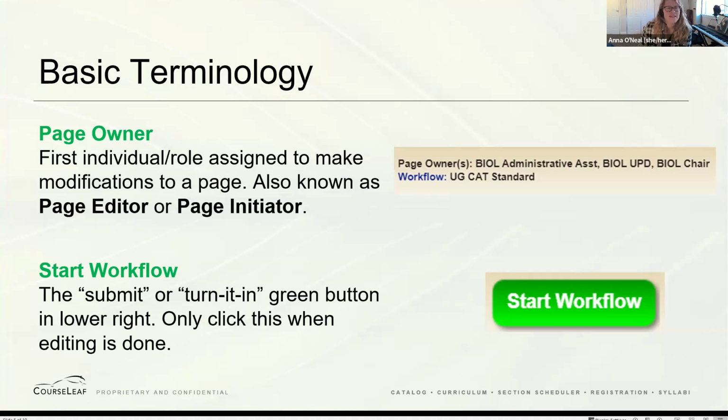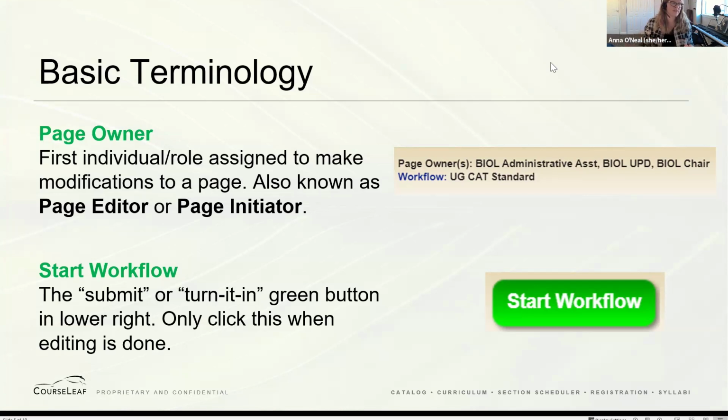Alrighty. There we go. So two terms you're going to need to know when you're in the catalog. Number one is a page owner, and number two is an approver. The first term we're going to talk about today is page owner. A page owner is just the first person that goes in and makes changes to the catalog. We typically call this a page owner in a role.